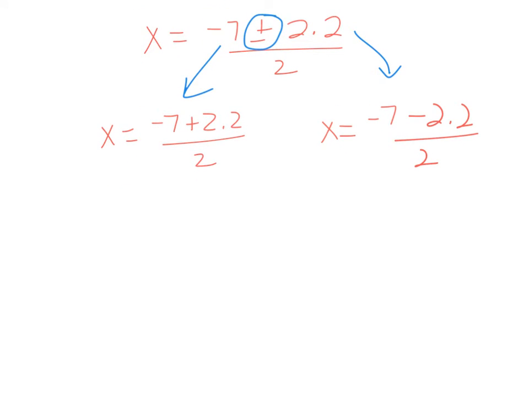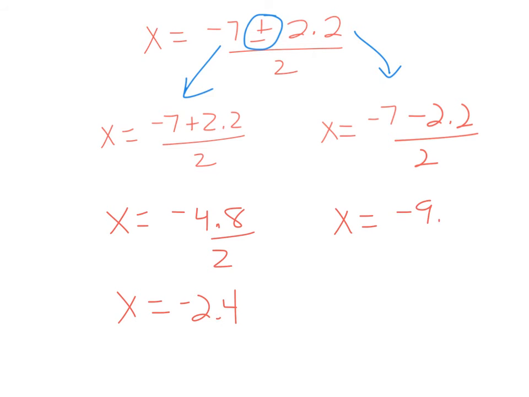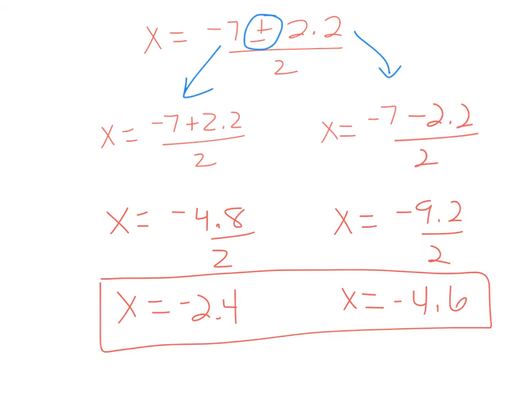All right, so now in your calculators, we go ahead and subtract and get negative 4.8. Oops, negative 4.8, how about that instead? And divide that by 2 and get -2.4. Okay, on this one, we're going to put that together and get -9.2. And then we're going to divide that by 2, and we end up with -4.6. And those are your two solutions.